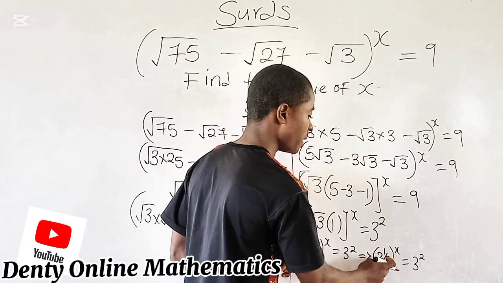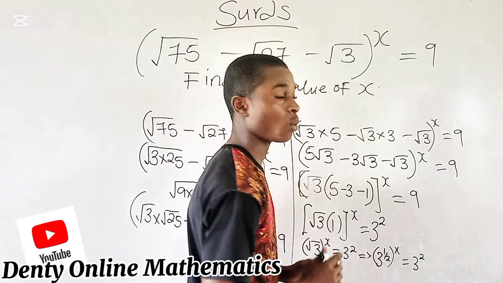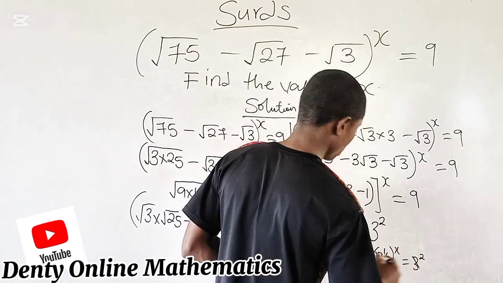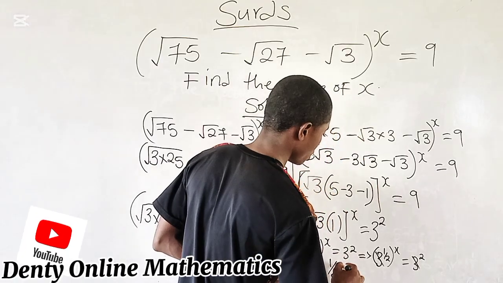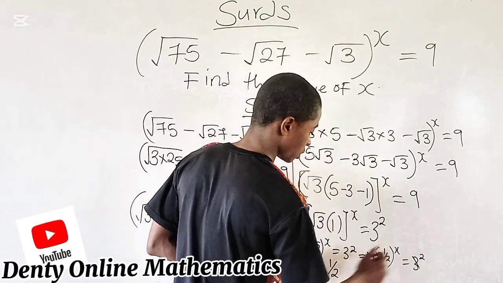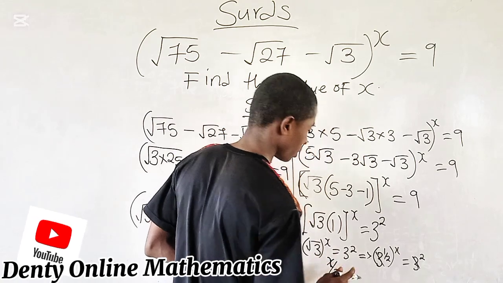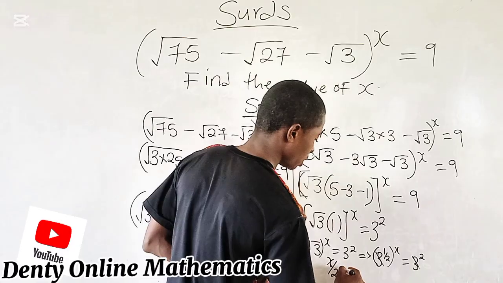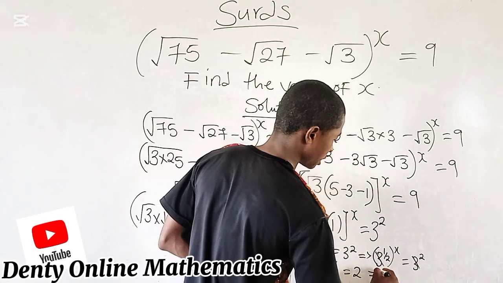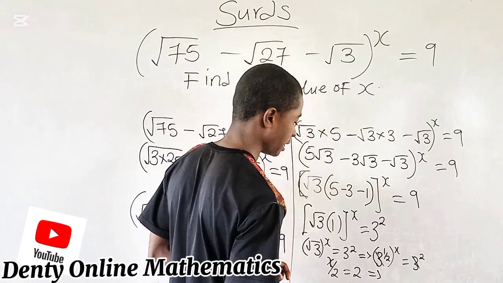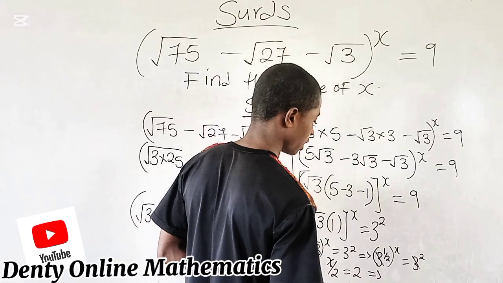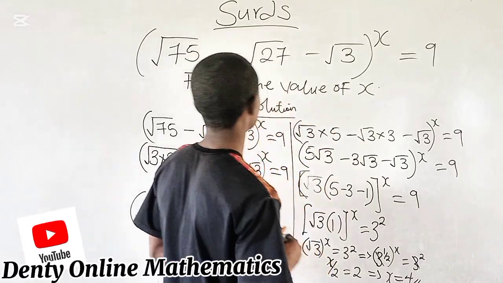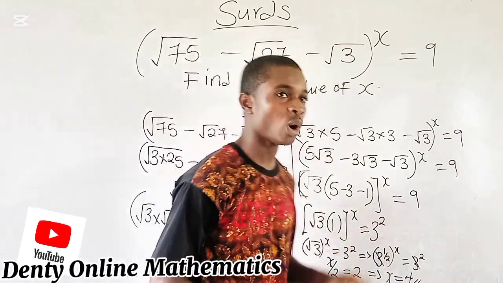Now, since the base is the same, you can do away with them and work with the exponents. So 3 will cancel out 3. What you are going to be left with now will be 1 over 2 times x, which gives us x over 2, to be equal to 2. So if we multiply both sides by 2, we have the value of x. So x will be equal to 4. So the value of x that will satisfy this expression is equal to 4.